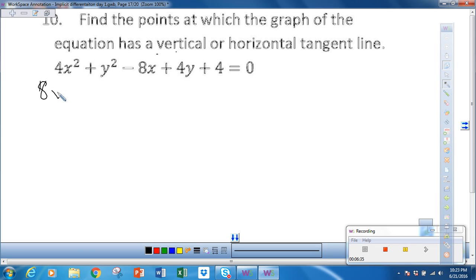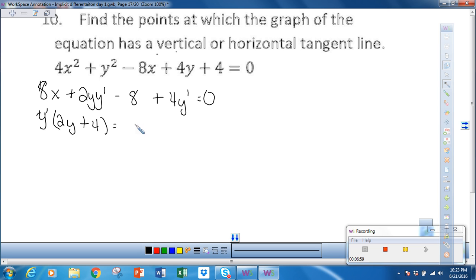So 8x plus 2y y prime, minus 8 plus 4y prime equals 0. So solving for y prime, 2y plus 4 is equal to negative 8x plus y. So y prime is equal to negative 8x plus y over 2y plus 4. Okay? All right, so they want us to find the vertical and the horizontal tangent line.